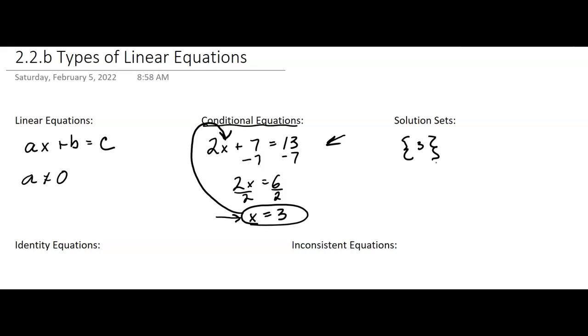Now, when you're working in WebAssign, I think they usually put the brackets in for you, so you don't have to put them in. But if you were writing that and you wanted to write it as a solution set, you would write it like that. The solution is 3 for that particular equation we had.